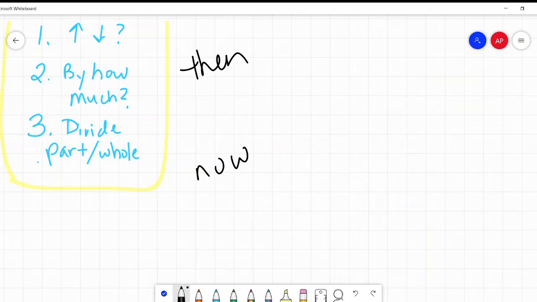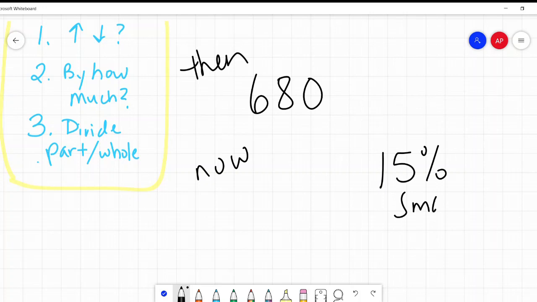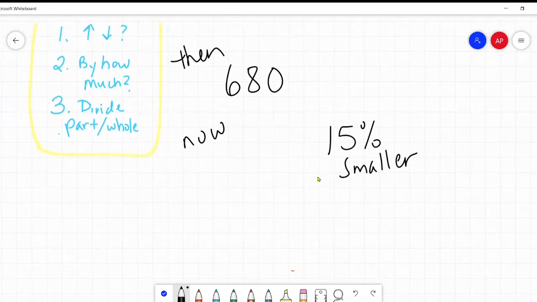All right, so this is another problem I'm seeing on IXL. The students at an elementary school: there were 680 students at this elementary school. This year it is 15% smaller. How many attended the school this year? Now, if we tried to use this same method, previously we would say, did it go up or did it go down? We would find the difference between these two numbers, and then divide that difference by our then number, our original.